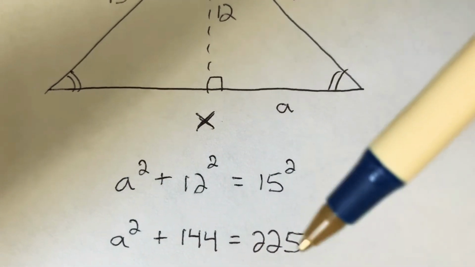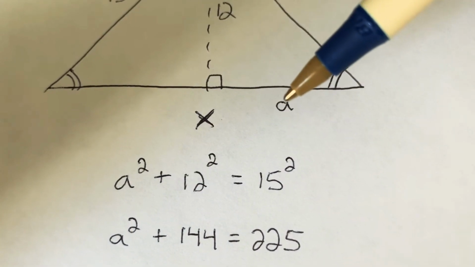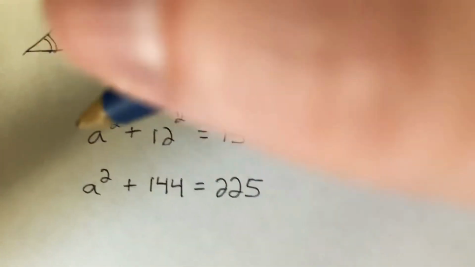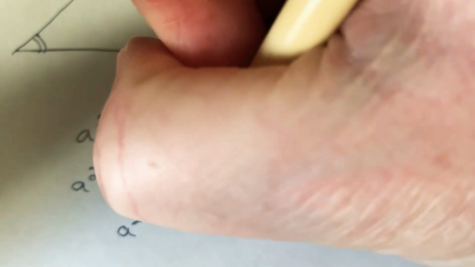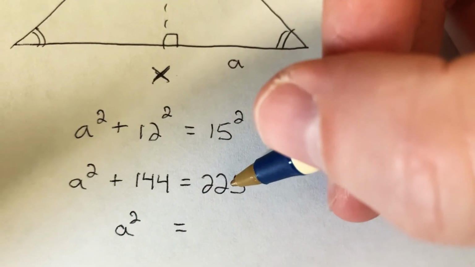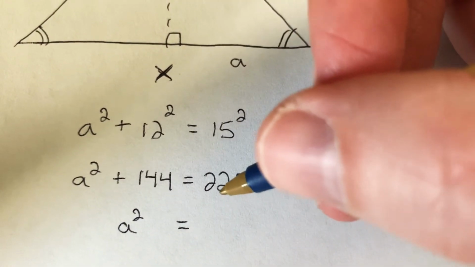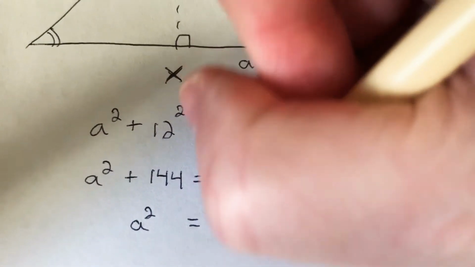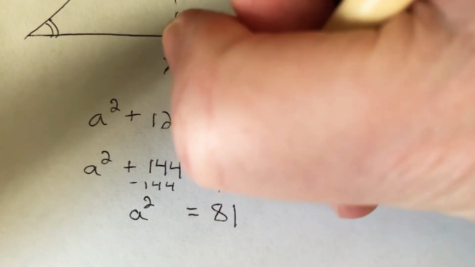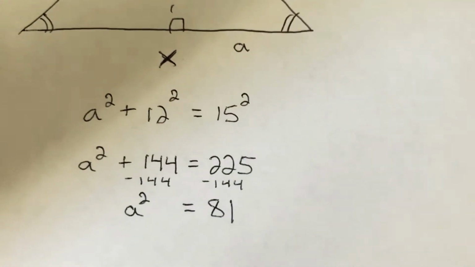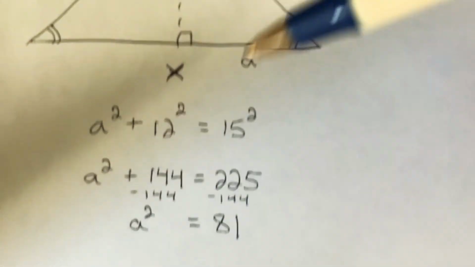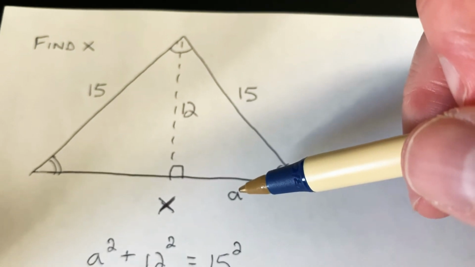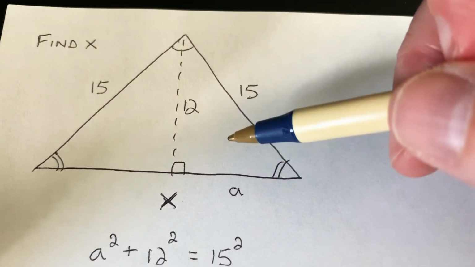Now my goal is just to solve for a to find this missing length here. If I subtract 144 from both sides, a squared would be left, and 225, removing the 144, would be 81. So what I'm doing is I'm removing 144 from both sides to keep the equation balanced. Now, a squared is 81, but this side is clearly not 81. That would be much too long for this triangle.